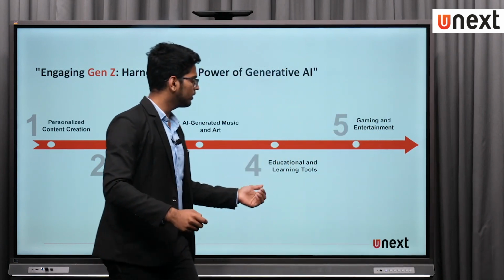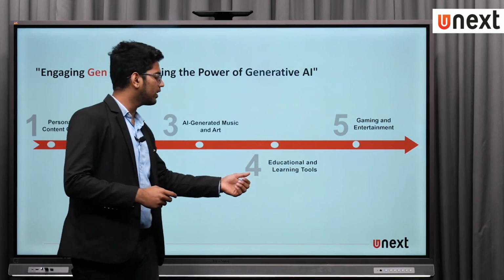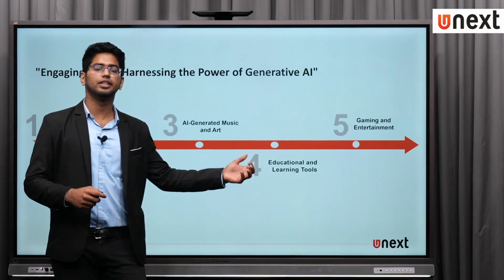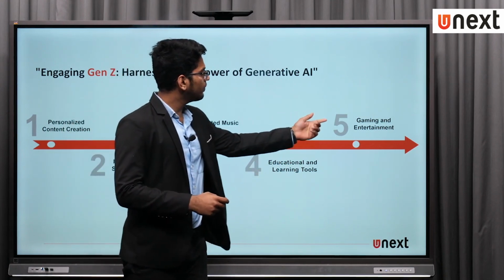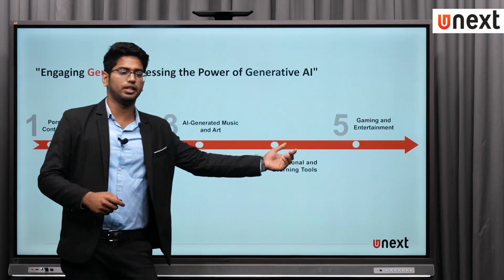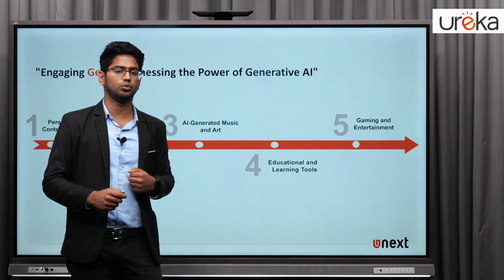Now coming to the fourth and fifth points, right? So here we have got education, right? So Gen Z likely prefer to maybe use a digitized version of whatever is the content which is available. Same way when you come to the gaming and entertainment, right? So a lot of Gen AI capabilities can be used for these kind of things as well.